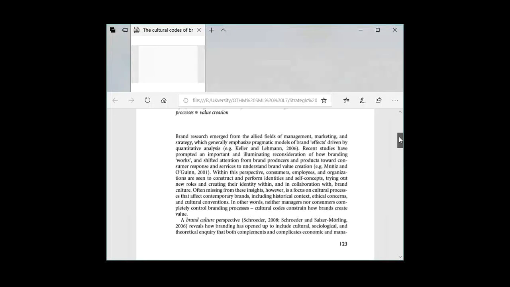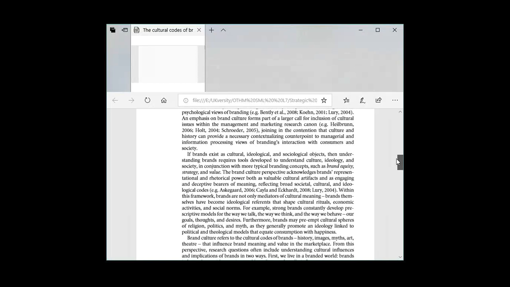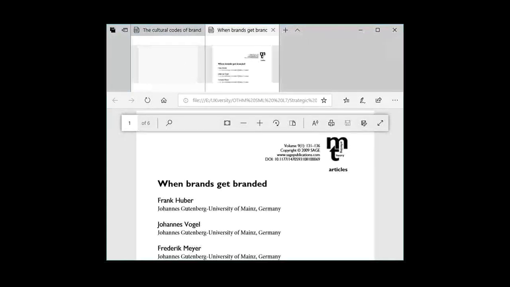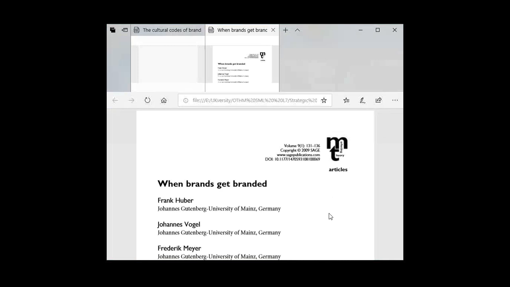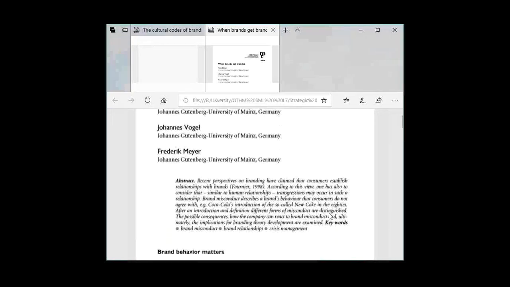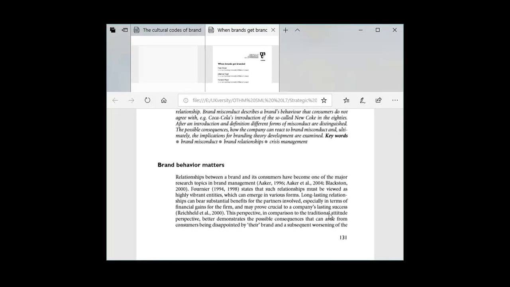So the cultural branding, yes, then you think about brand research, which has emerged as a large field of management and marketing, and brands exist in cultural ideologies. So please, it's quite good to read this journal article, "Why Brands Should Be Branded." It's quite a good article to read again, which is quite well written.